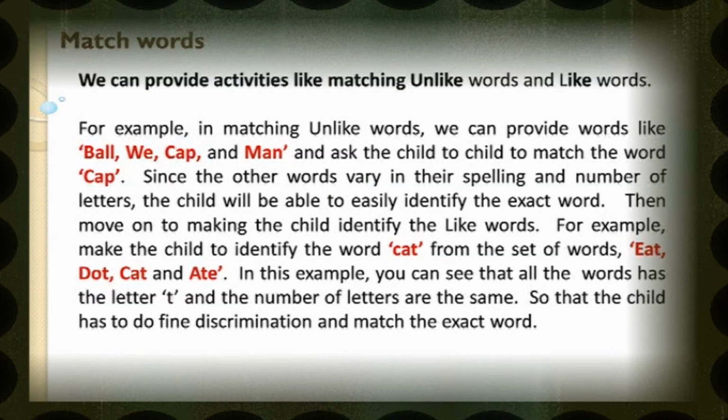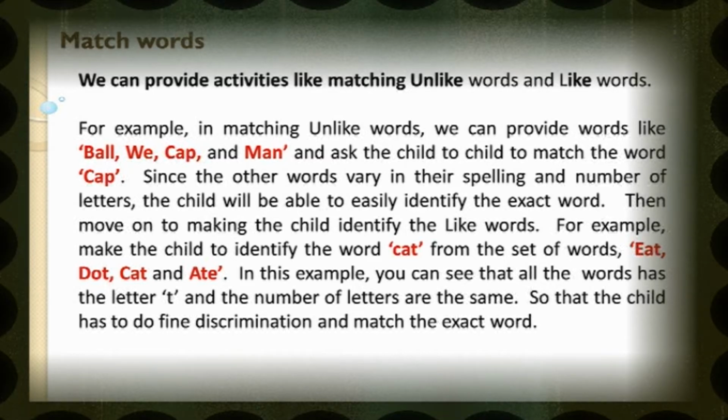Match words. We can provide activities like matching unlike words and like words. For example, in matching unlike words, we can provide words like ball, we, cap and man, and ask the child to match the word cap. Since the other words vary in their spelling and number of letters, the child will be able to easily identify the exact word. Then move on to making the child identify the like words.